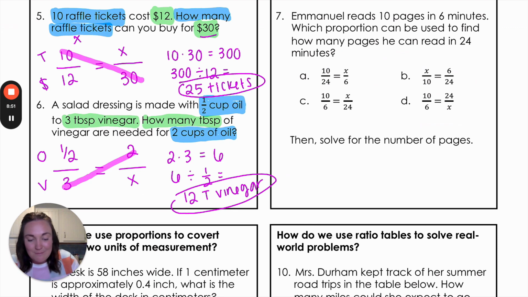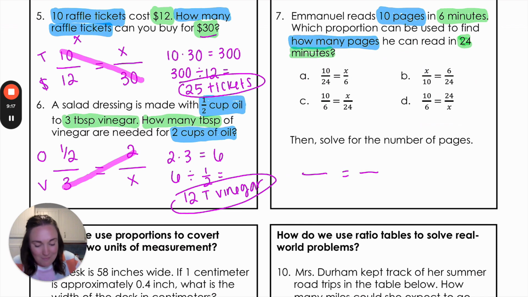So we're going to use the same methods we've been doing. We're going to highlight those keywords, 10 pages, and how many pages. We've got 6 minutes. And 24 minutes. So I'm going to start with that second part actually down here first. So I've got my pages and my minutes. I know that 10 pages is equivalent to 6 minutes, so those have to go together for that first fraction. My third number left over is that 24. 24 minutes goes on bottom, leaving my variable for how many pages on top.